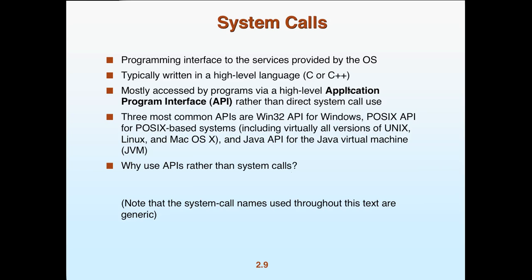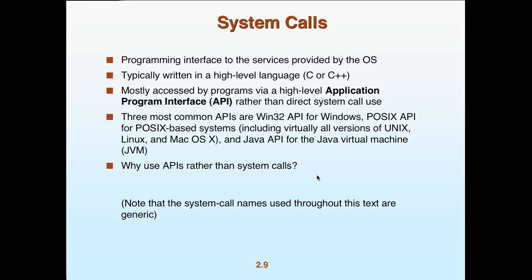So three most common APIs are the Win32 API for Windows, POSIX API or POSIX-based system for Linux and Unix, including virtually all of the Unix versions of Linux, and Mac OS X uses the POSIX-based system. And then we have the Java API for the Java Virtual Machine, or JVM. Java is actually an operating system in itself. So when you run Java programs, you actually are loading an operating system on top of an operating system, and you're loading the programs inside the Java operating system.